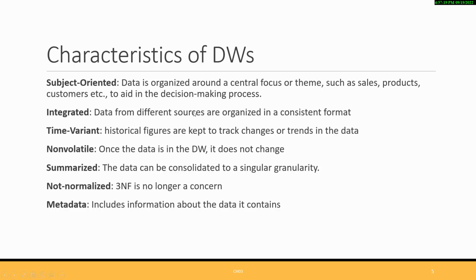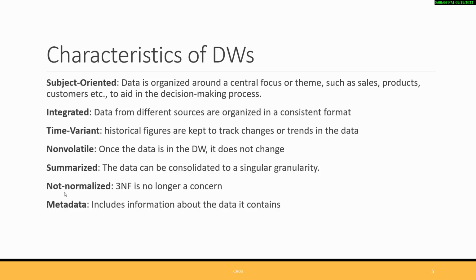Integrated means that data from different sources are organized in a consistent format. Time variant characteristic indicates that historical figures are kept to track changes or trends in data. So if you are tracking, let's say, sales data, you will have sales data over time so you can see if there is a trend or a pattern. Non-volatile characteristic indicates that once the data is in the data warehouse, it is not going to change. Summarized characteristic indicates that the data can be consolidated to a singular granularity.